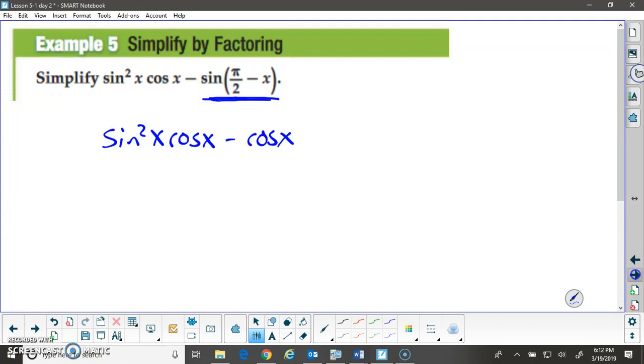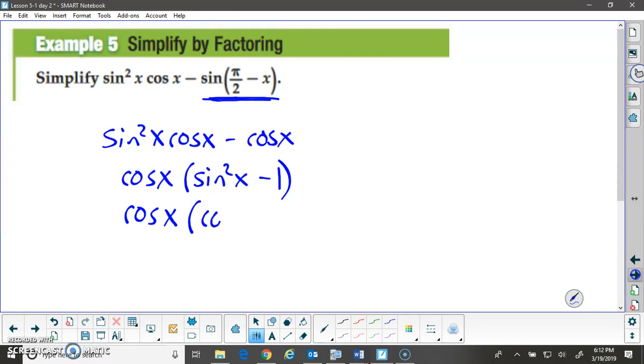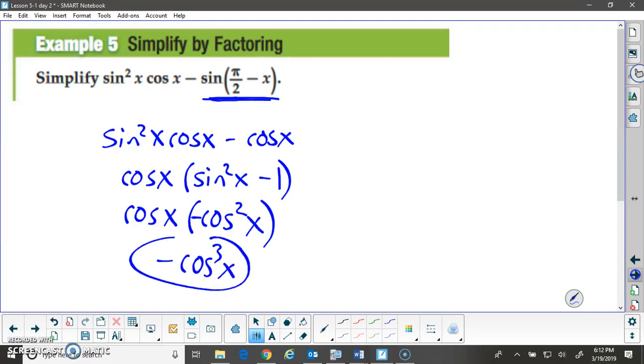Now I'm going to use strategy number 4, and I can factor a cosine of x out of this expression, leaving us with sine squared minus 1. And then that sine squared minus 1 is equal to, actually it's negative cosine squared of x. That's a Pythagorean identity as well. And so if you take cosine times negative cosine squared, you'd get negative cosine cubed. And there's your simplified answer.